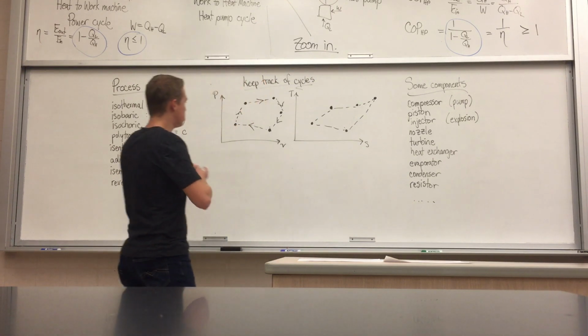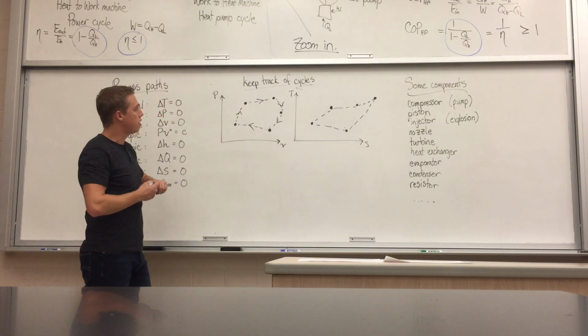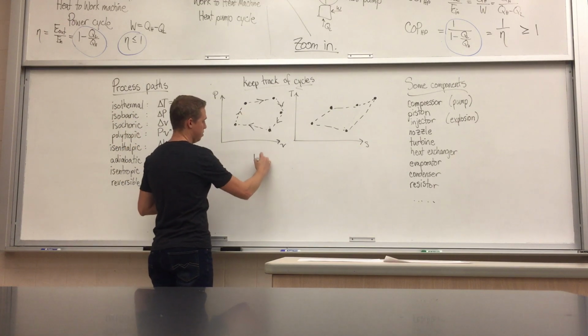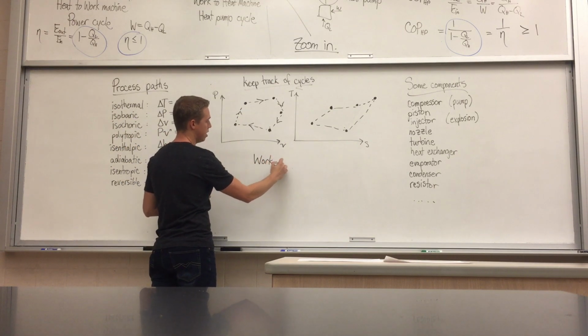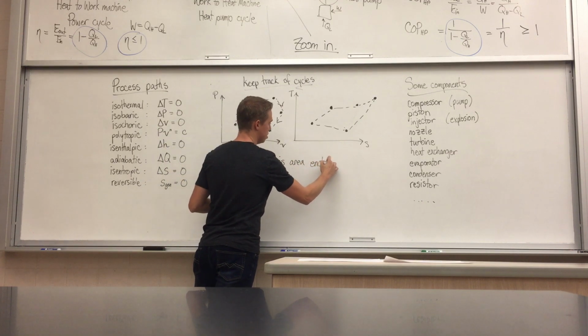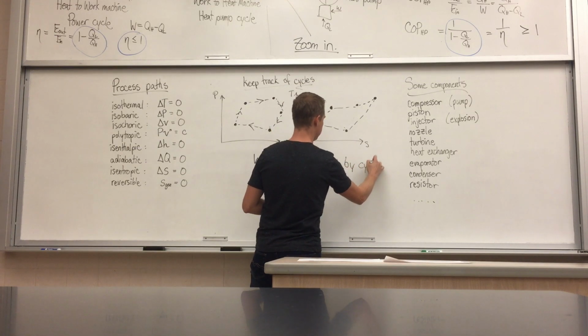So, there's 2 points on this graph that I want to look at, which are that the work from any cycle is the area enclosed by the cycle.